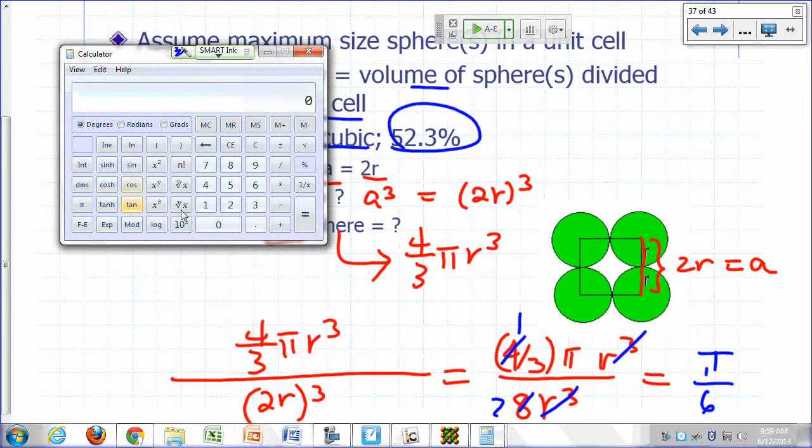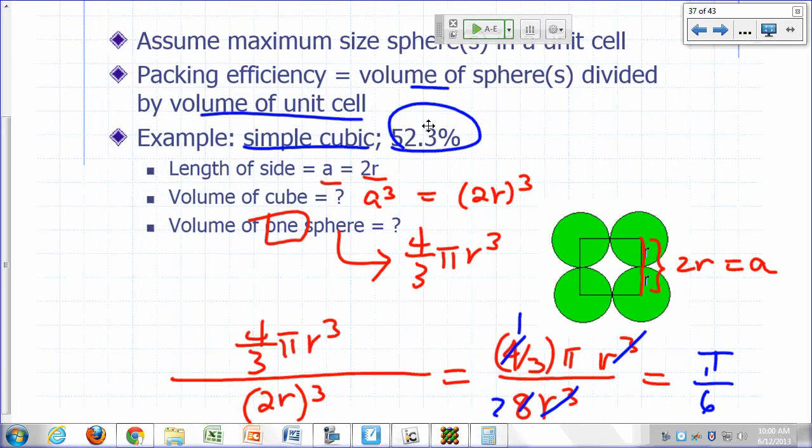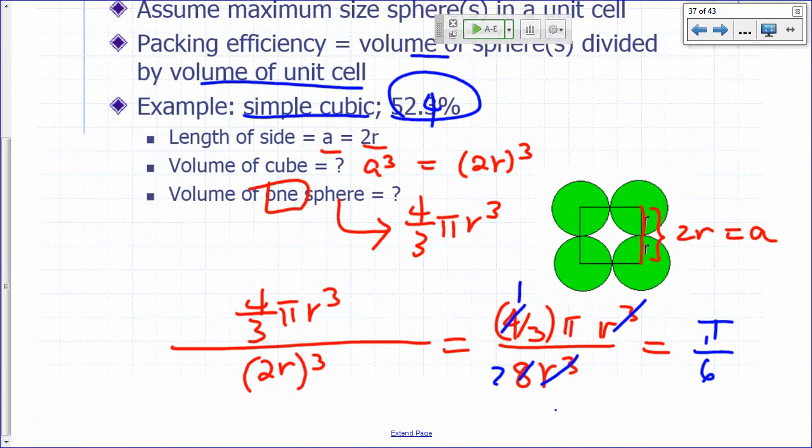Correct? So what's pi over 6? Let's just do 3.1416 divided by 6. Pi divided by 6 is 0.524. So it's 52.4%. Make that correction. So this is going to be equal to 0.524. So you're looking at 52.4%. That's what you call the packing efficiency.